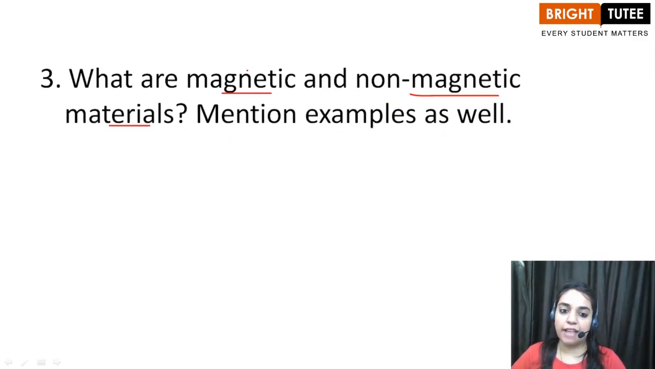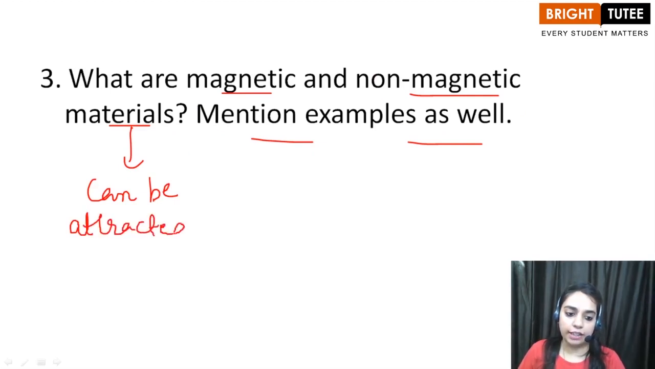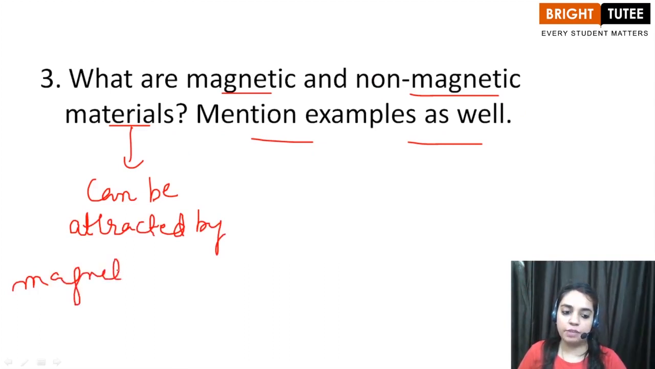Then the next question is what are magnetic and non-magnetic materials? You have to give the examples of both. Magnetic materials are the ones which can be attracted by magnets. And what can be the example of it? All the iron objects can be attracted by the magnets.